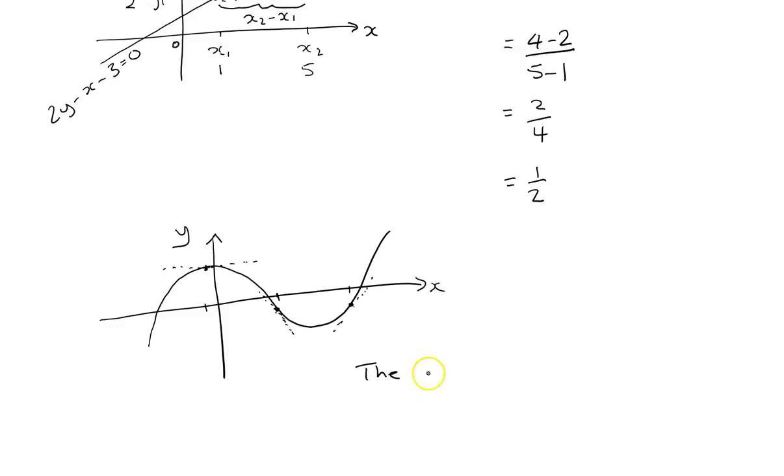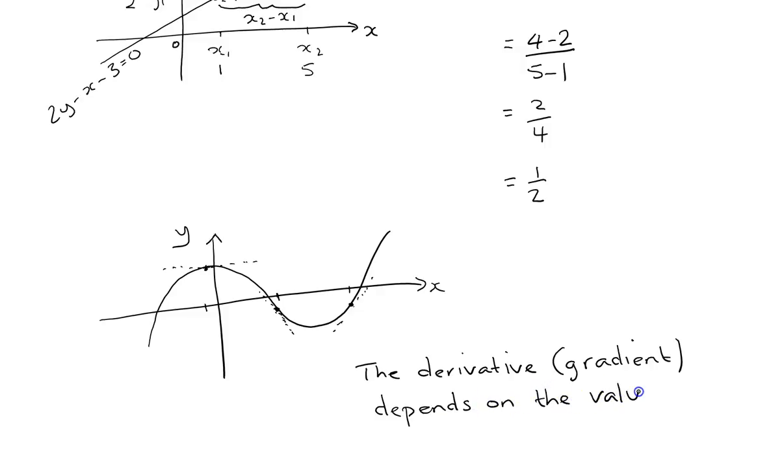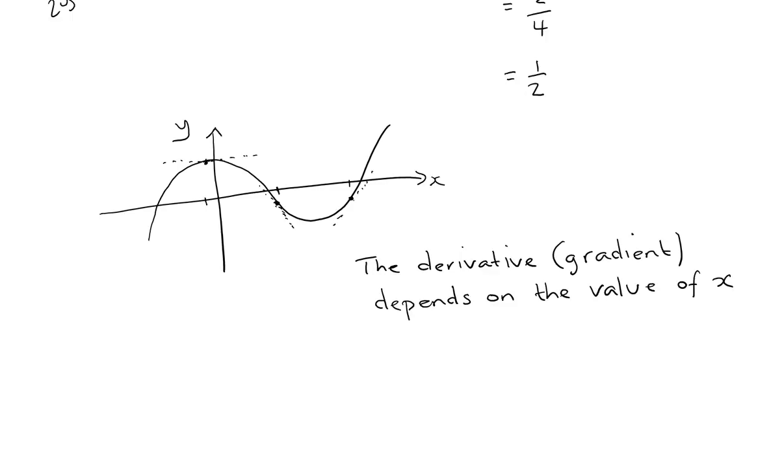And the derivative, which is our gradient, depends on the value of x. So in the cases where it's not a straight line, where we have a curve in our function, the derivative itself is actually going to be a function of x. And we've got two methods of working it out. The first is we can find the derivative from first principles, and the second is we have a rule, a shorthand rule for finding the derivative.